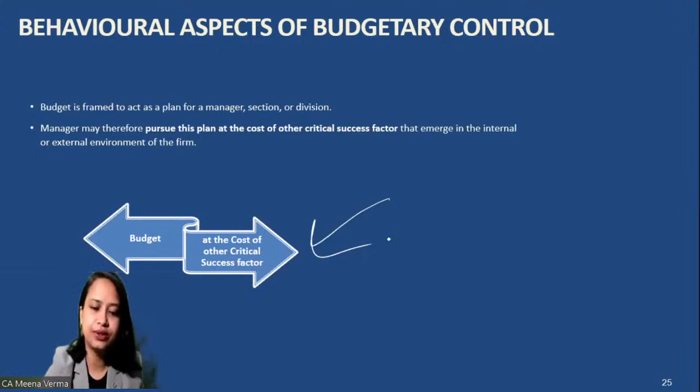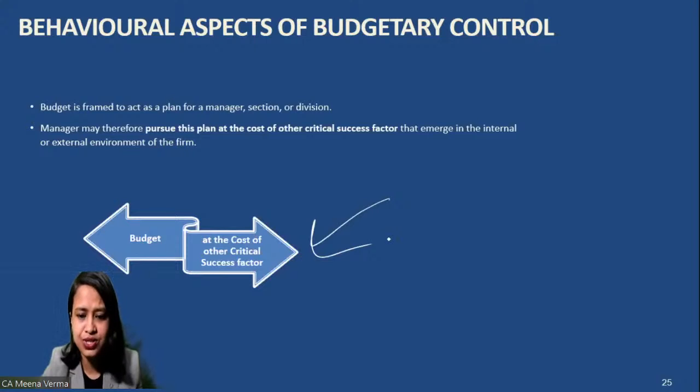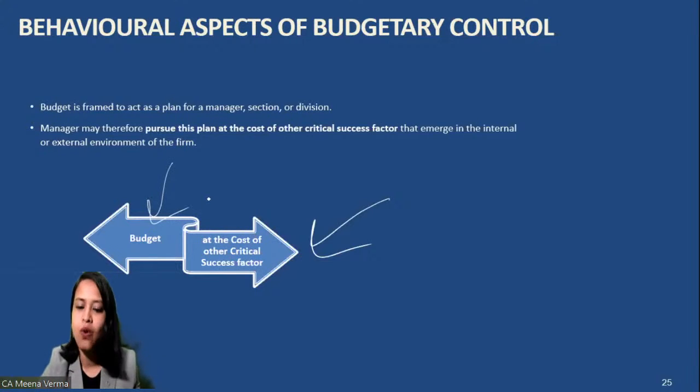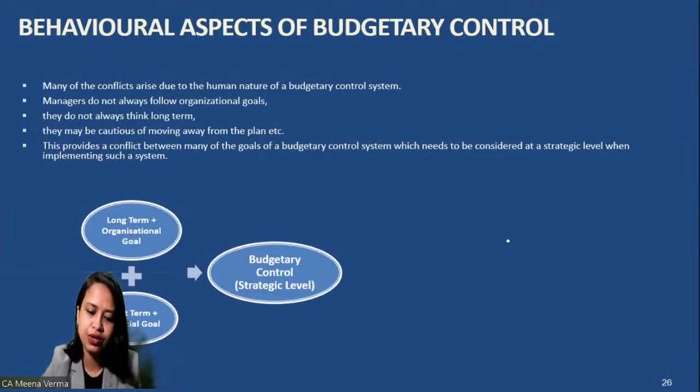Okay, now the next. Budget is framed to act as a plan for the manager, section or division. We prepare the budget for the manager, division, section and all. But while preparing the budget, we do not consider the critical success factor of the business organization, which arises from the internal and external environment. We do not consider the critical success factor, and therefore, again, it's a contradictory point, not a good point.